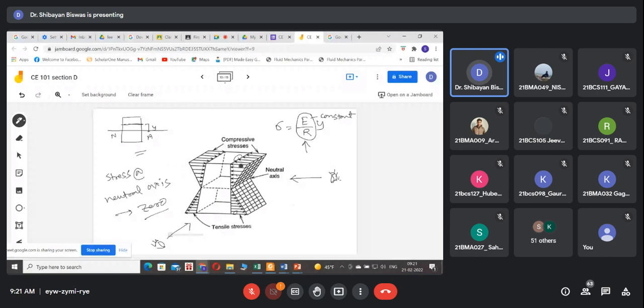At least from this picture, the maximum values are at the top layer and at the bottom layer. Why is it so? Because of y. Yes, because y becomes the maximum at the top layer and also at the bottom layer. And as y becomes maximum, from simple calculation we can see sigma also becomes maximum, or sigma simply varies with y. So that's why these figures, whatever has been shown here, it varies from G.